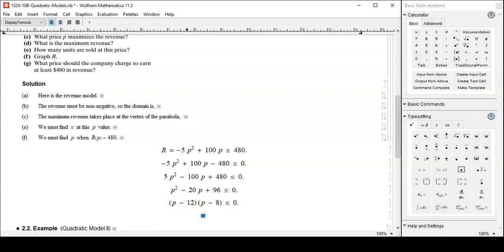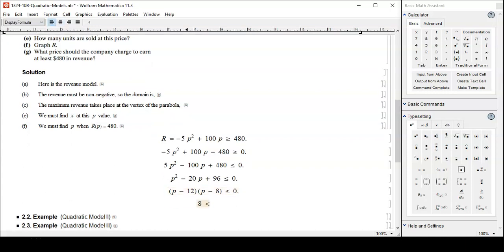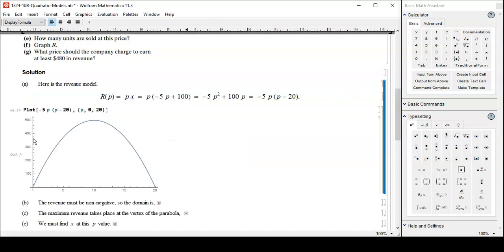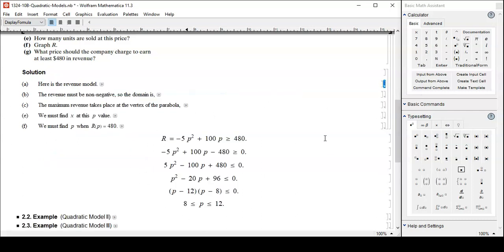So let's go ahead with the conclusion. Between $8 and $12, we will earn $480 or more. So on the graph, $480 is somewhere around here. That's going to be between 8 and 12. It makes sense in terms of graphics, but the full algebraic solution is here.